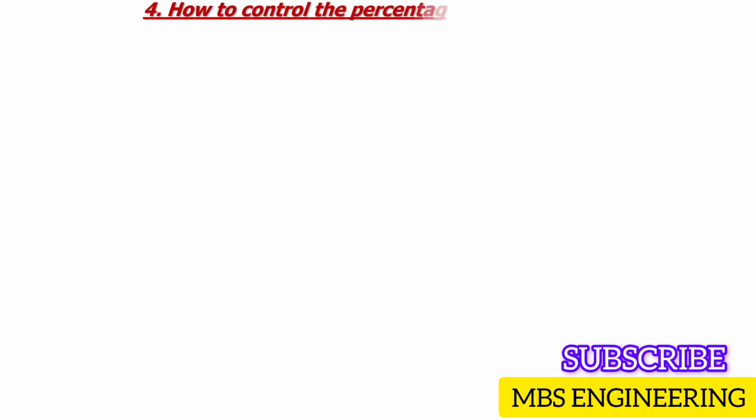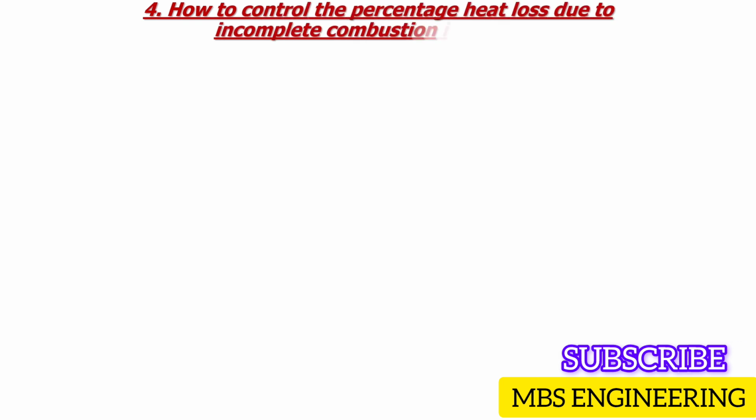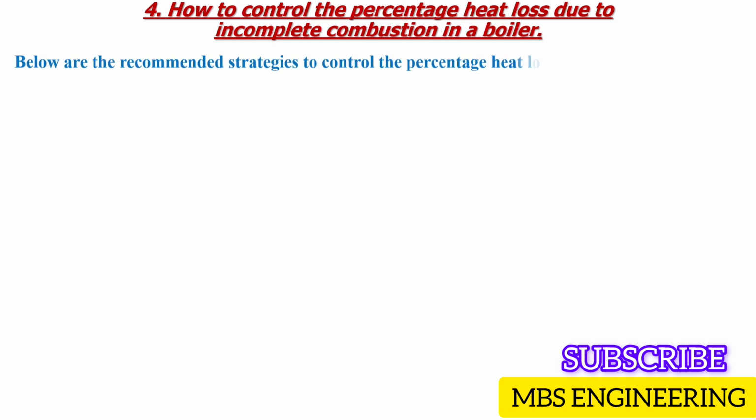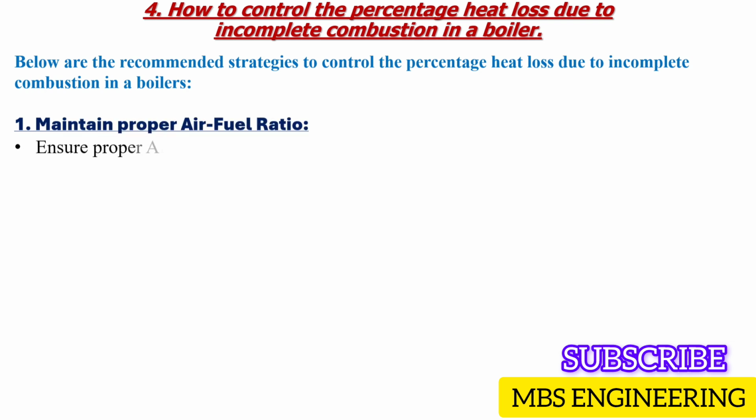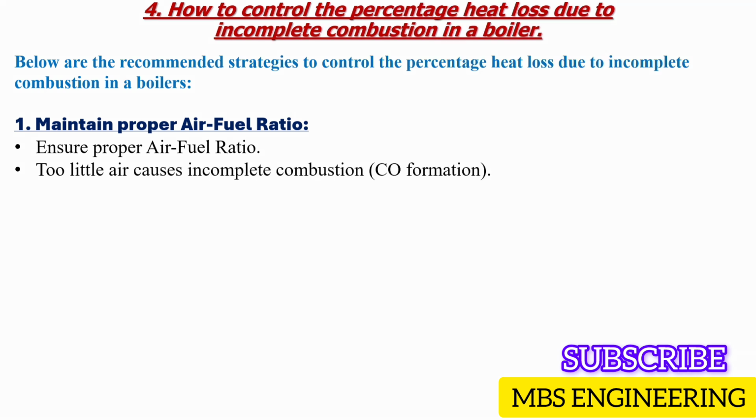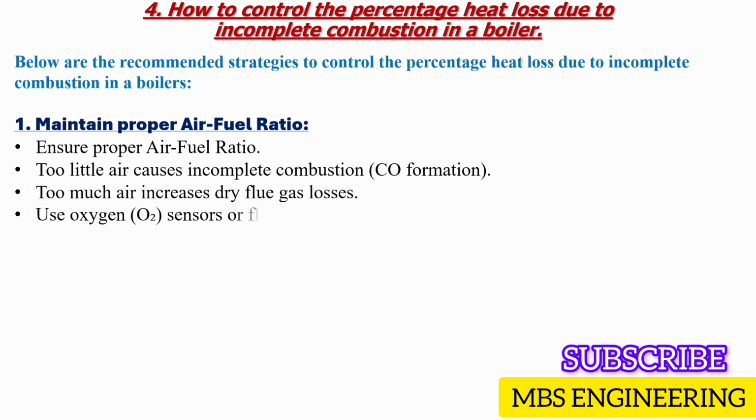Next, we will learn and understand how to reduce and control the heat loss due to incomplete combustion in a boiler. Below are the recommended strategies to reduce the percentage heat loss due to incomplete combustion in boilers. The first recommendation, to reduce the heat loss, is to maintain proper air-fuel ratio. Too little air causes incomplete combustion, which leads to CO formation. Too much air increases dry flue gas losses. Use oxygen, O2, sensors or flue gas analyzers to monitor and maintain the optimal ratio.